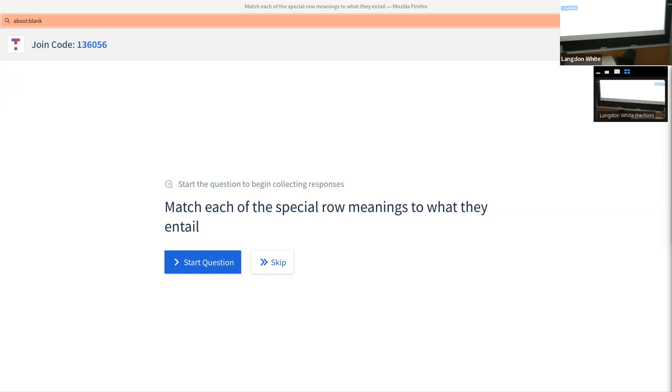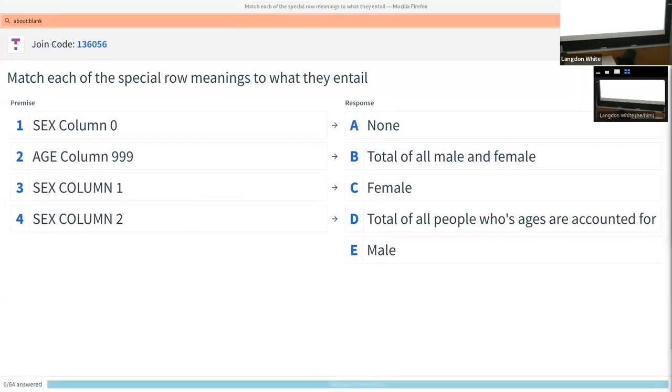But all right, so we should have explained all this. This is just the mapping. And I think it may or may not show up this way, but you just match the numbers and letters.